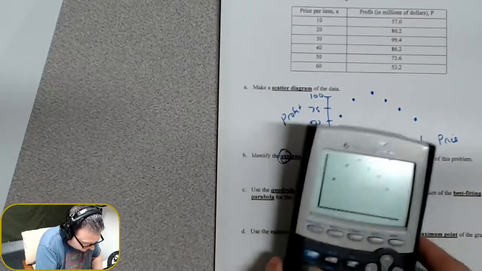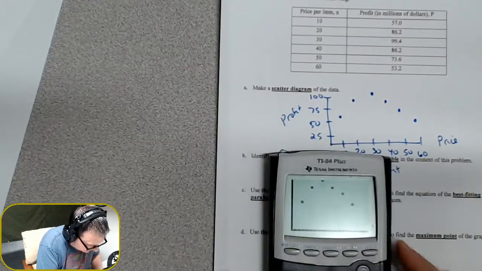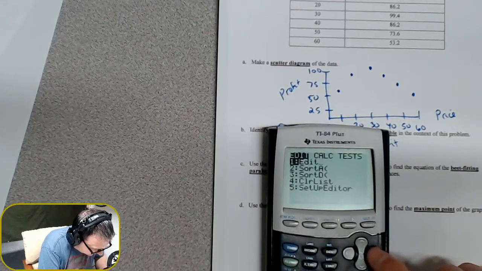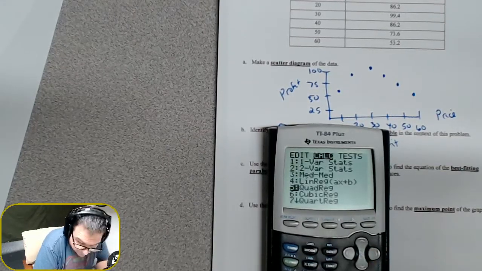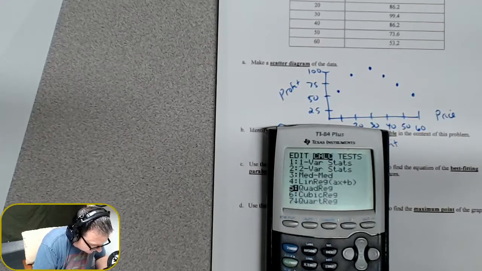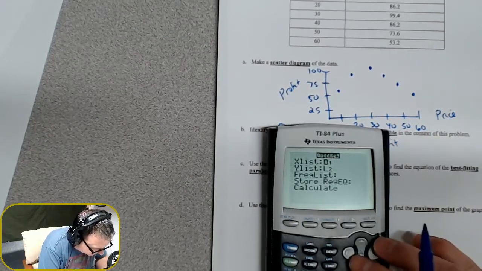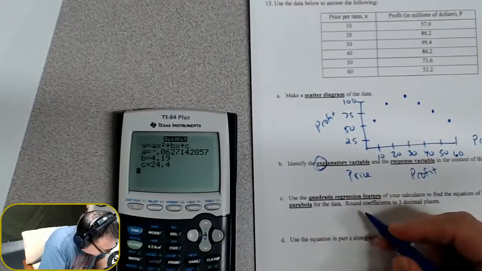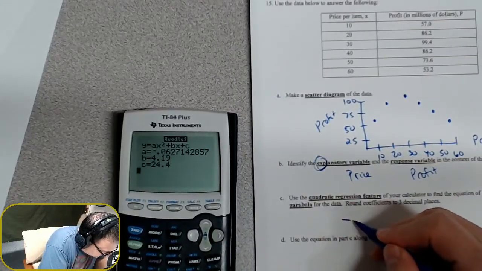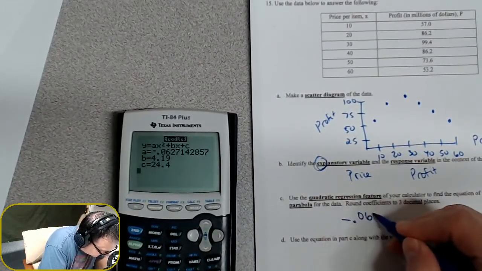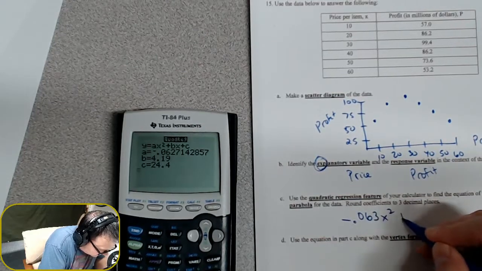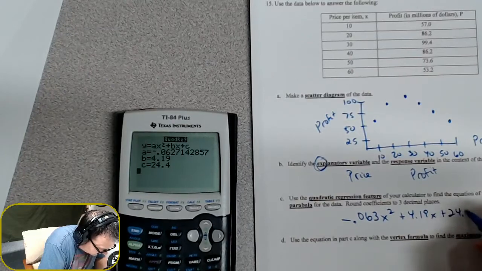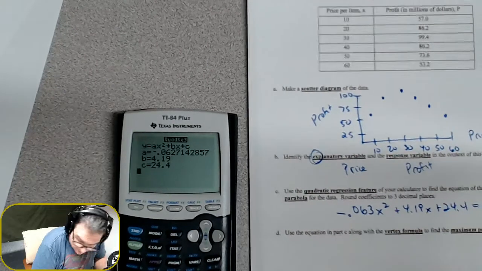We just did that. Okay, let me show it again. Same type of problem. It's under Stat, Calculate, and number 5. 5 is the quadratic. So double check if everything's in the right spot. Hit Enter, and it calculates. And let's see what it got. It got negative. Okay, that makes sense because it's opening down. Negative 0.063x squared plus 4.19x plus 24.4. There's my equation.